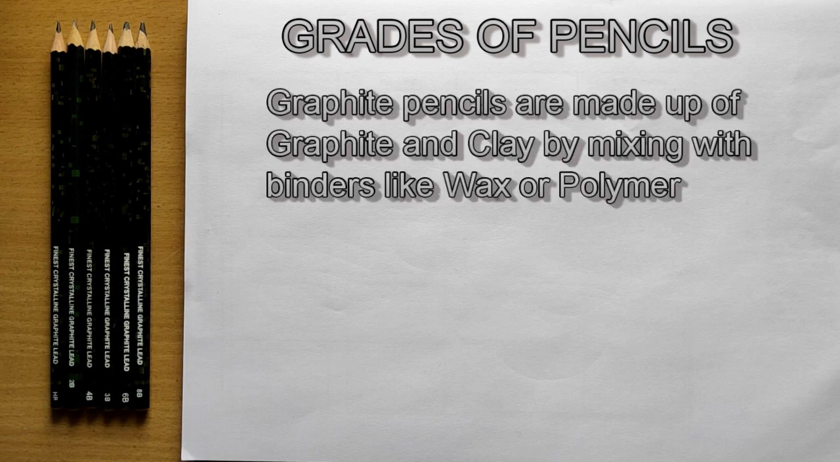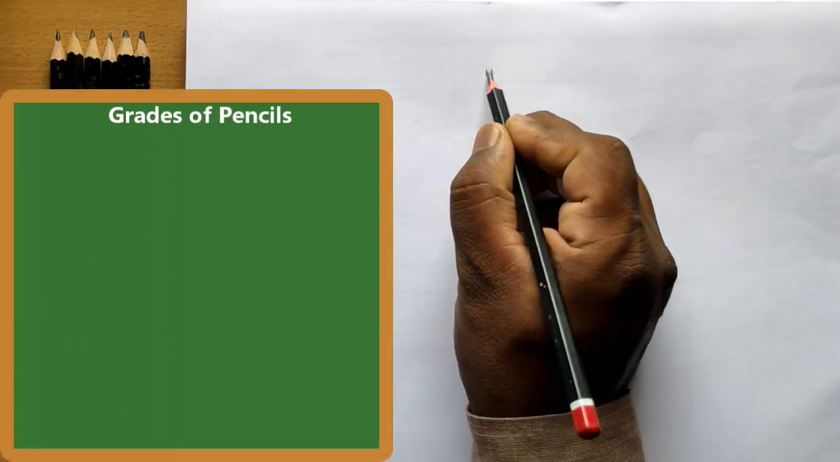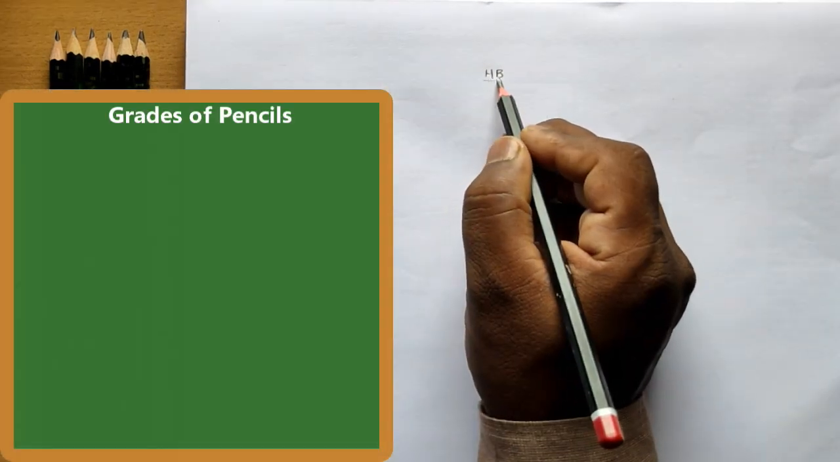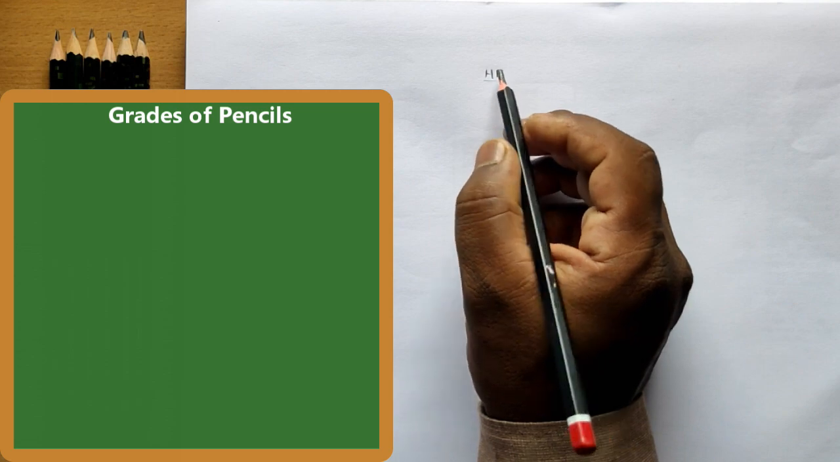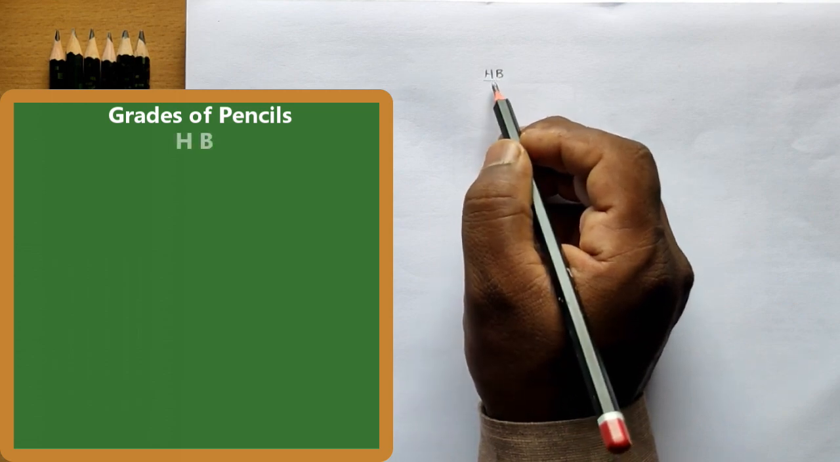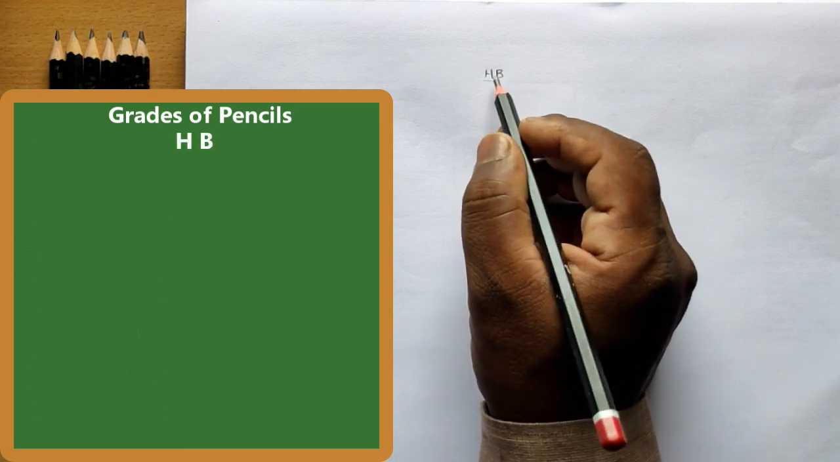Graphite pencils are made by a mixture of graphite and clay, using different binders like wax or polymer. Let's see with some examples, like what the different grades of pencils are and how they're graded. A pencil called HB, we can consider as a neutral one, which is not a darker one and not a lighter one, which we generally use for writing.